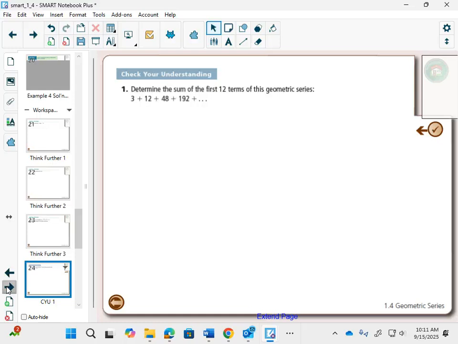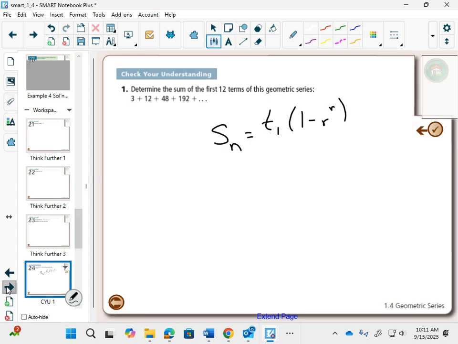And the first thing you're going to need to do on tests is make sure you know which formulas go with which things. So if this is a geometric series, you take out your formula sheet and say, I know that I have to use this formula. And now I need to plug everything in. I want to find S12, the sum of the first 12 terms. So I say, I know that n is going to be 12.